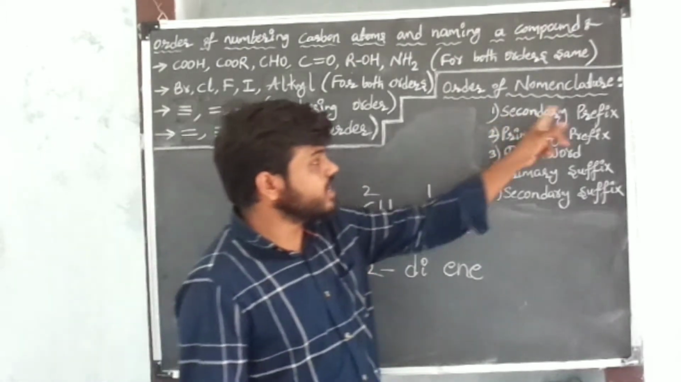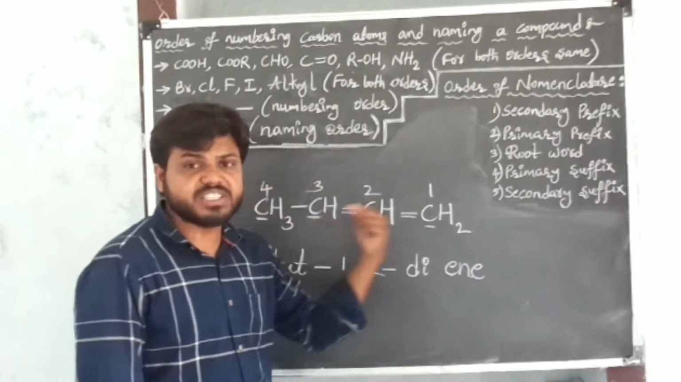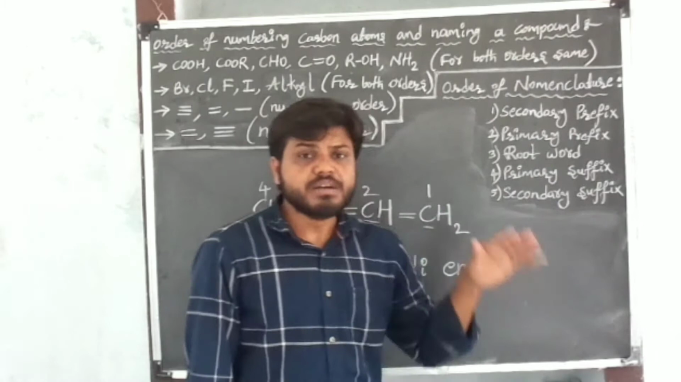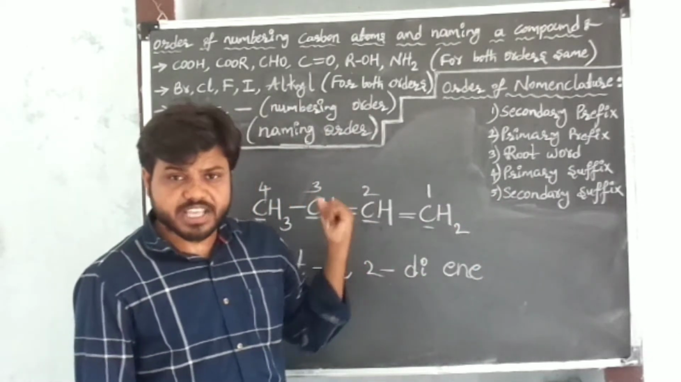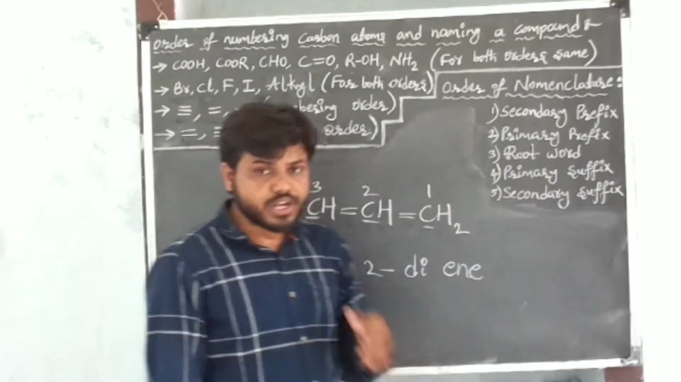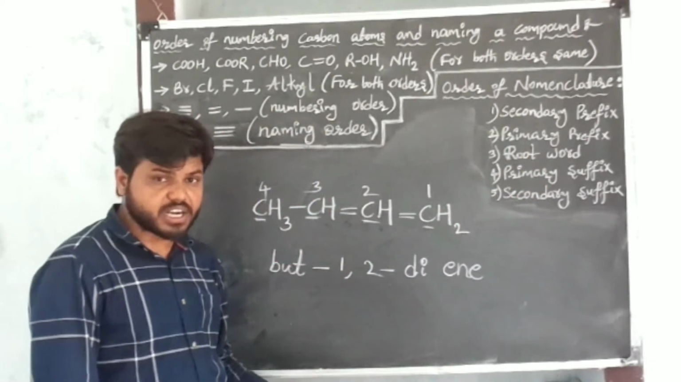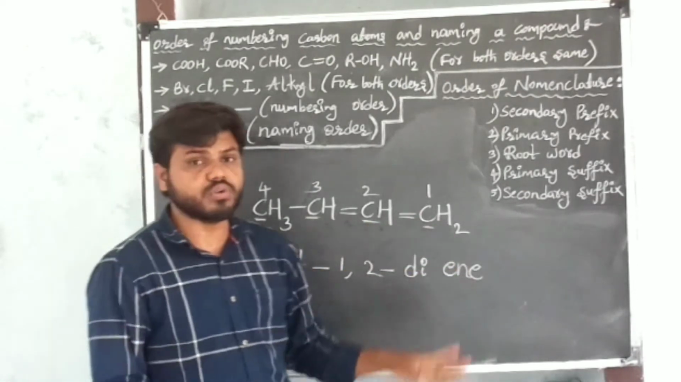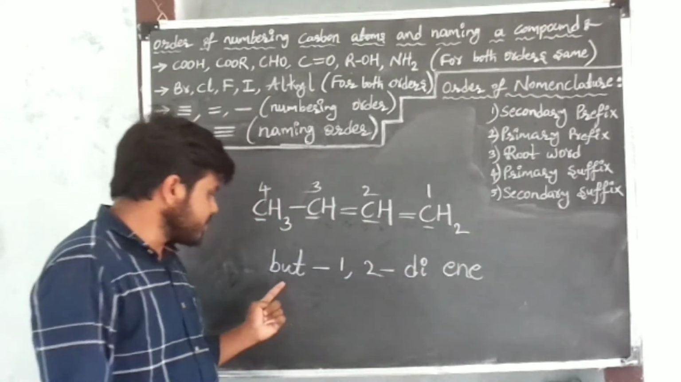After giving numbers, write the secondary prefix. The secondary prefix is not present in the given carbon compound, so go to the primary prefix, which is cyclic. Cyclic is also not present, so go to the root word. Root word means the number of carbon atoms. In the given compound there are 4 carbon atoms: 1, 2, 3, 4. The root word for 4 carbon atoms is but.